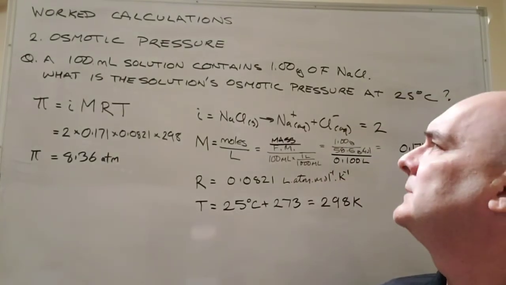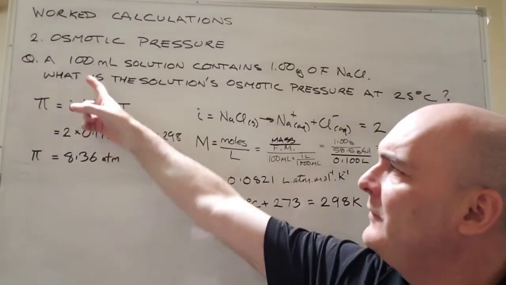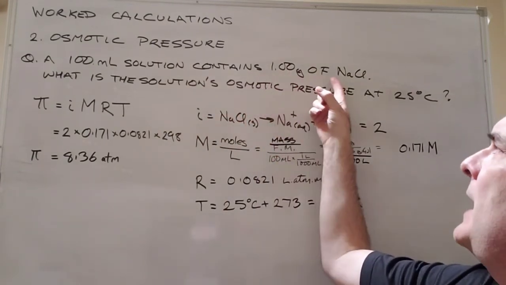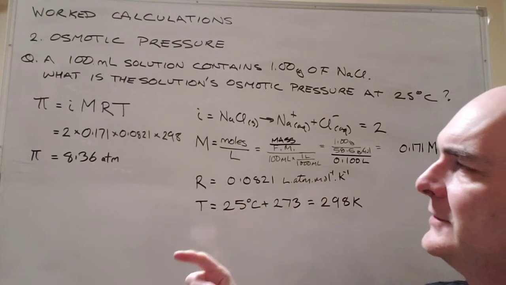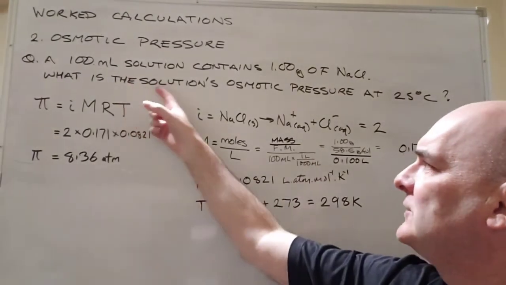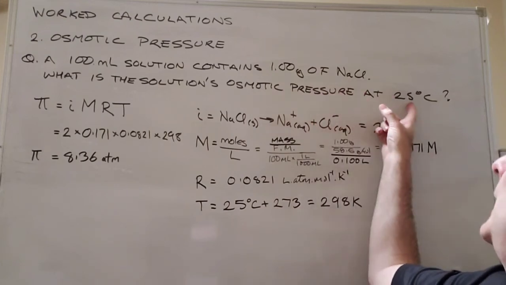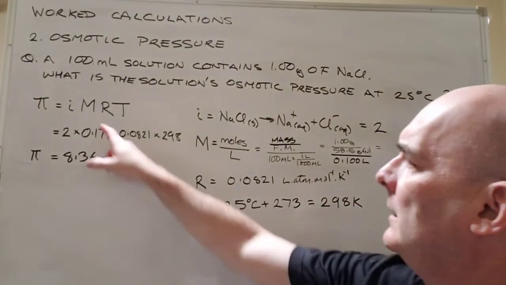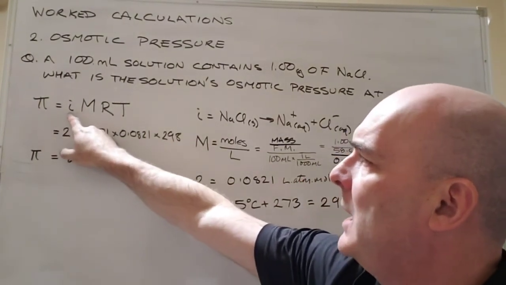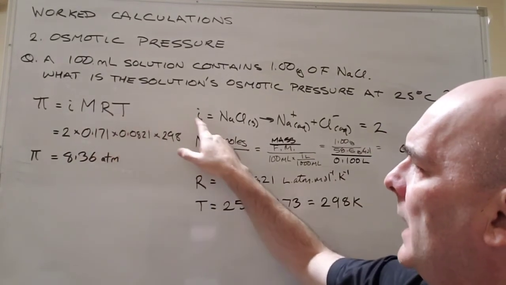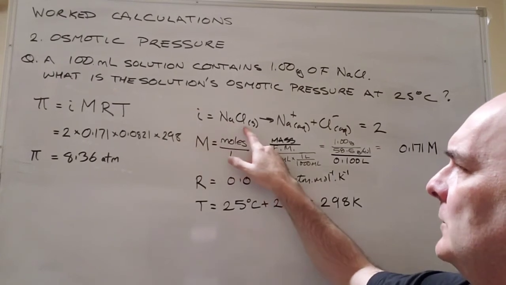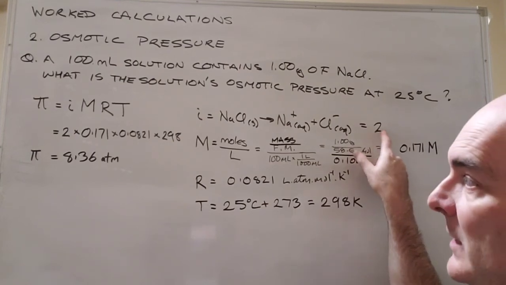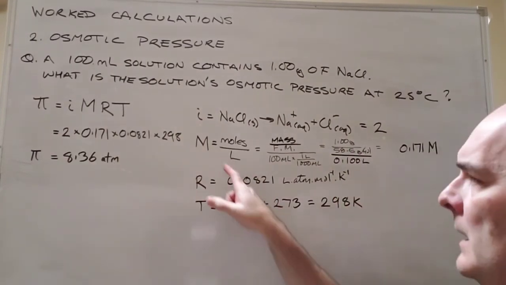So let's calculate an osmotic pressure. If I have a 100 milliliter solution that contains 1 gram of sodium chloride salt, what is the solution's osmotic pressure at 25 degrees Celsius? 25 degrees Celsius is room temperature. My equation is pi equals iMRT. i is the number of particles, and sodium chloride, when you dissolve it in water, splits apart into 2 particles. So i becomes 2.